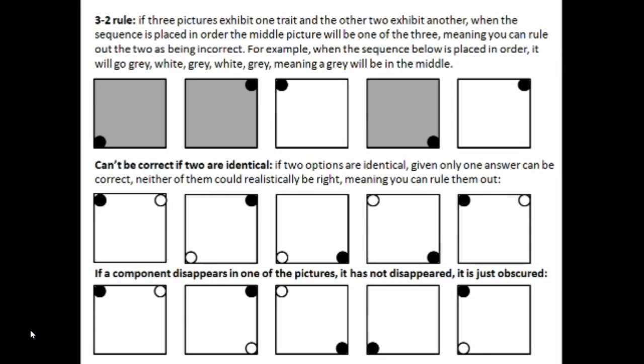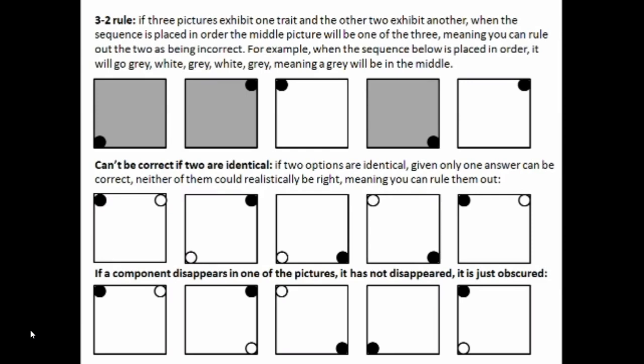Now, while the mapping method on the slide before is sort of the first go-to point for all pick the middle questions, it's the first thing you should think of doing, there are just a few more little rules and tricks I thought I'd show you which can help from time to time. So the top one there is about the 3-2 rule, which you may be familiar with.